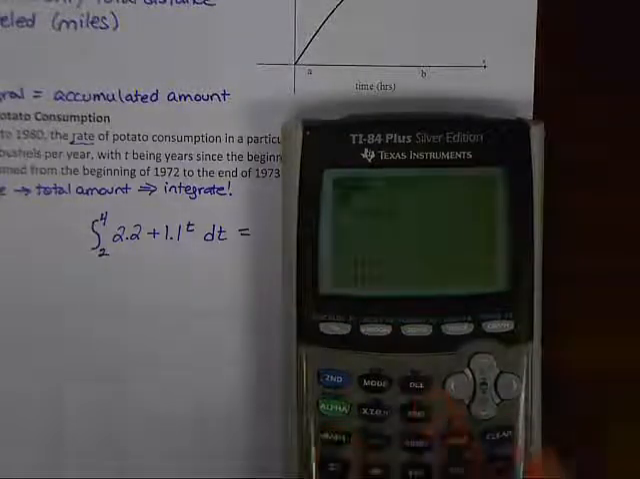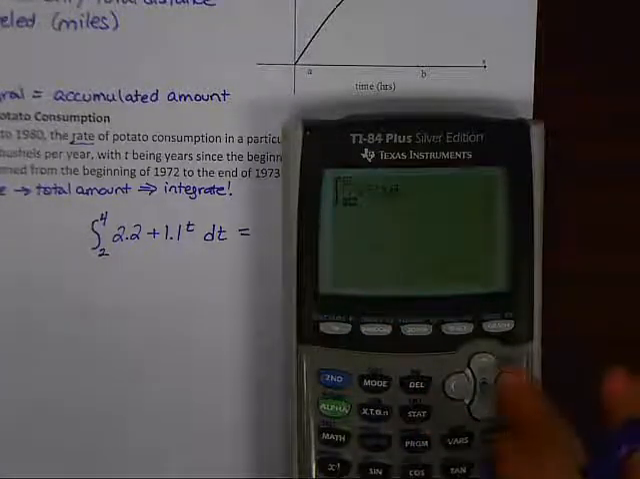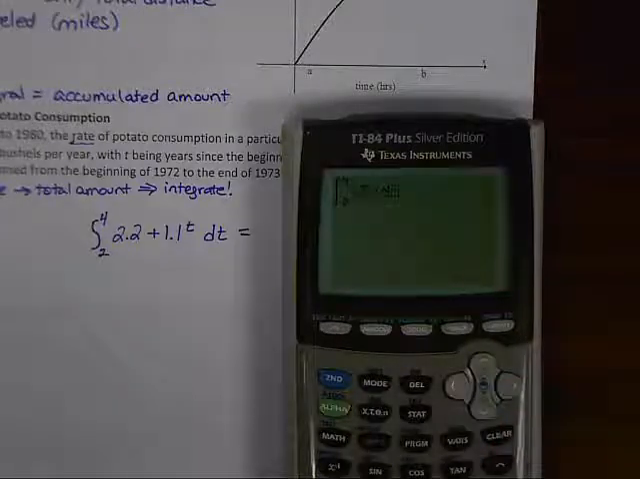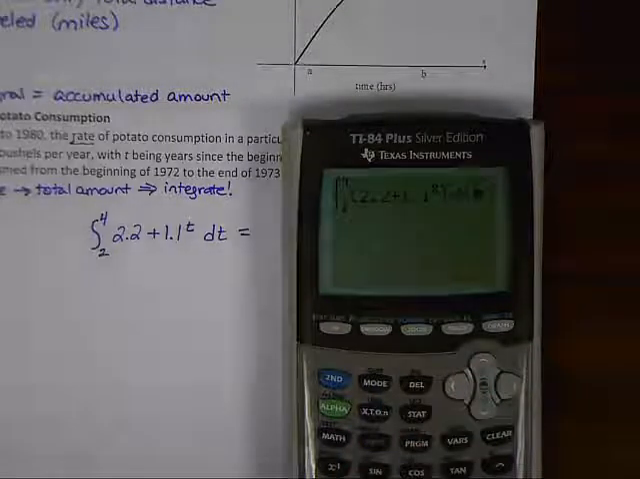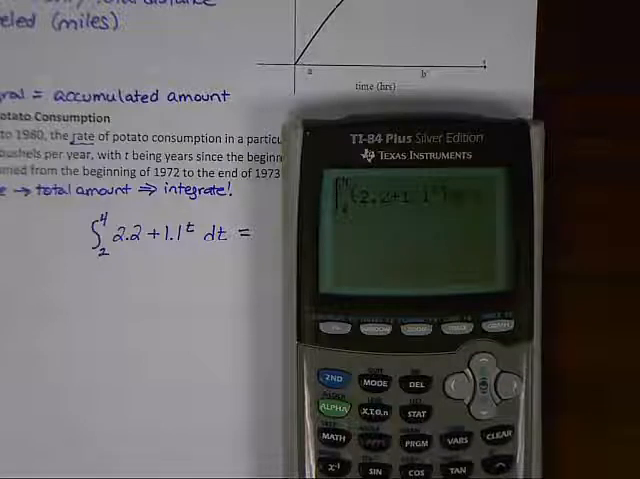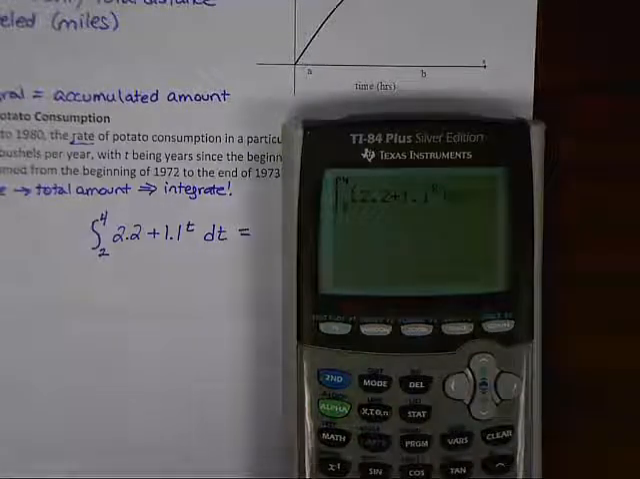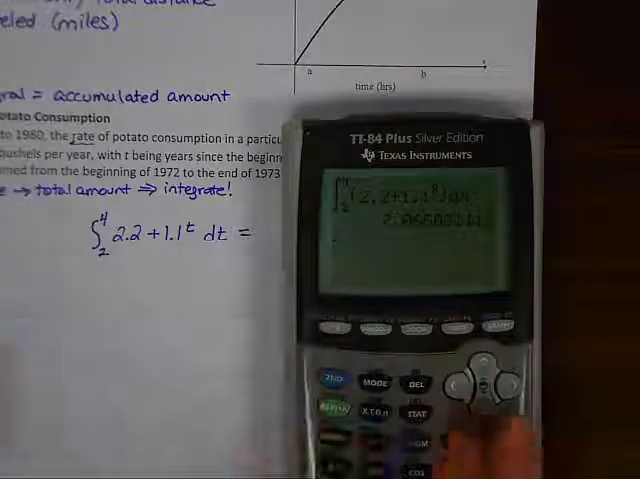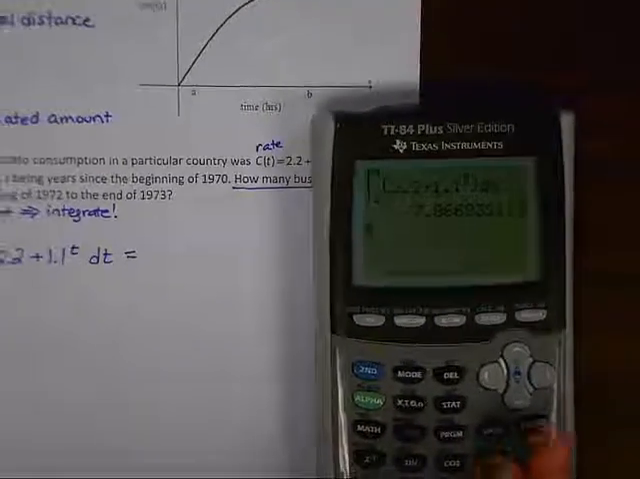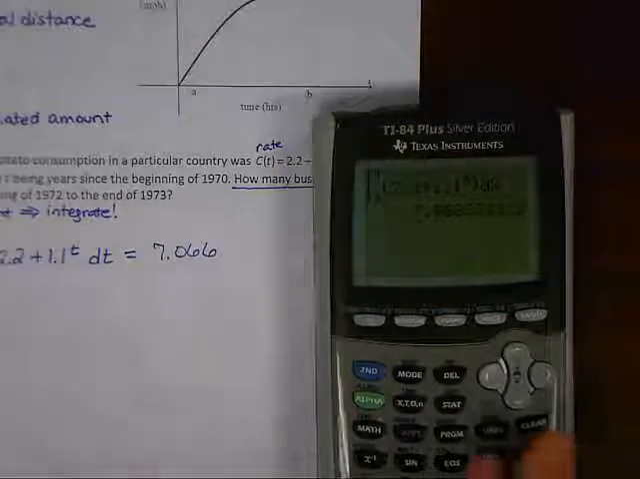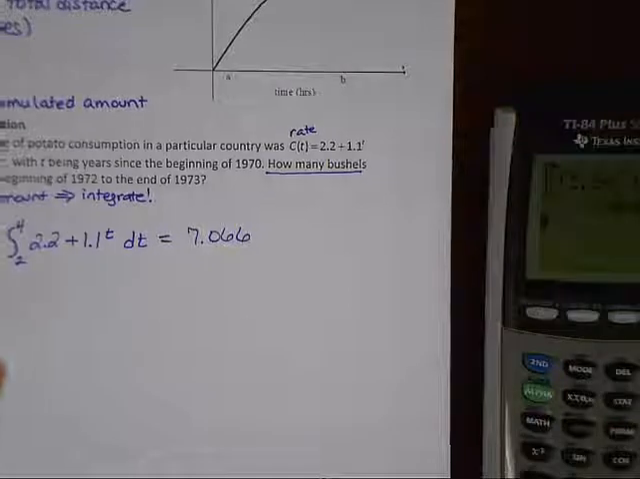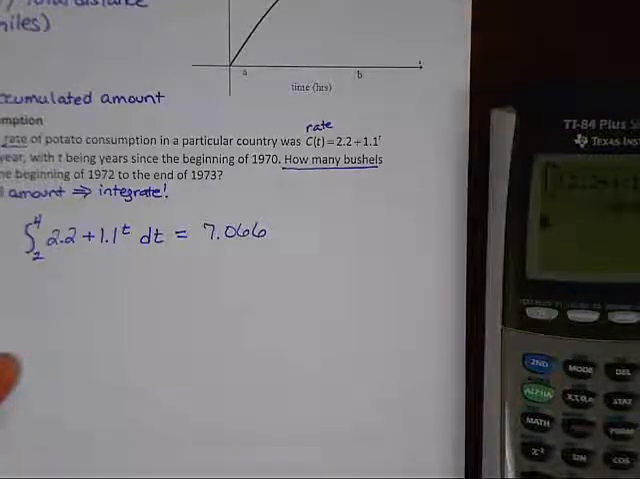So we're going to do Math 9, 2 to 4, 2.2 plus 1.1 up arrow x dx, just like so. Now I know you didn't type in t's, that doesn't matter. The problem is in terms of t's, so you need to write t's on your paper. And so we get for an answer, I know it's kind of hard to see, 7.066.